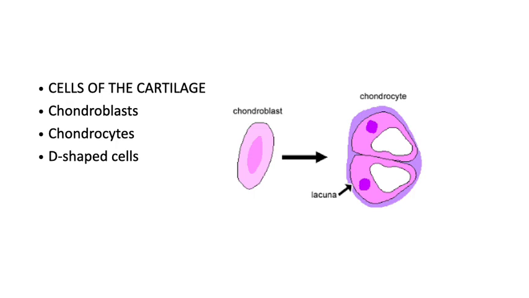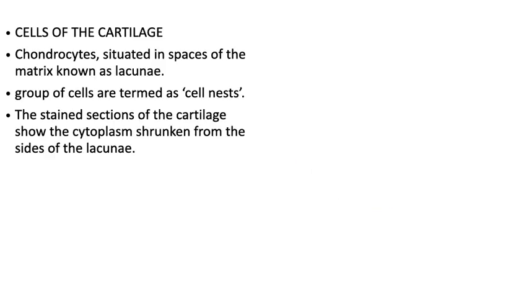Chondroblasts, if you can see in this diagram, are young, metabolically active cells and they form the chondrocytes. Chondrocytes are the cells of the cartilage. And the cells are arranged in a D shape, if you can see here. The D shape, the vertical sides lie opposite to each other. Okay, so this is a chondrocyte.